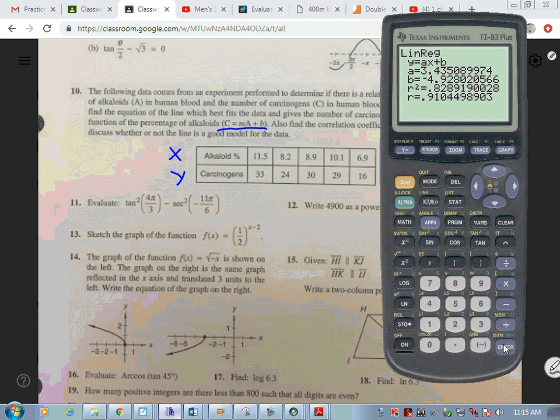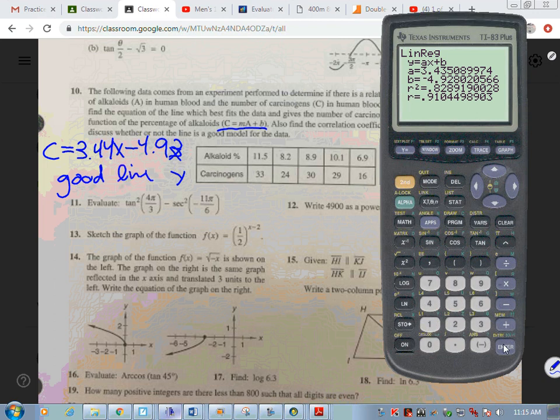Okay? So what I get is, and they'll leave it in that formula, so they'll say C equals, looks like 3.44x minus 4.93. Okay, and they say discuss whether or not the line is a good model for the data. Because my R value is 0.9, as opposed to 0.1, it's a good line. Even if it was negative 0.9, it would be a good line. It would just be in a negative direction. So we're going to say, good line.